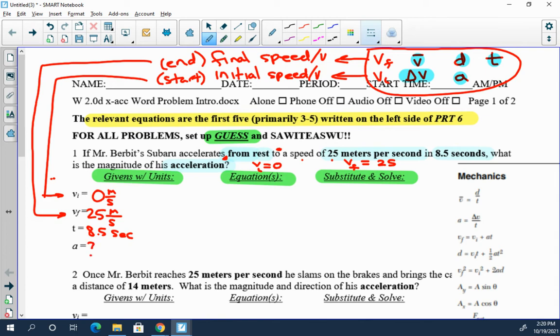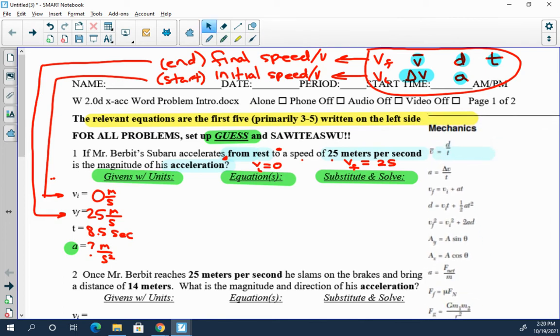Hopefully you've seen from some of the graphs we've done, the unit that goes with acceleration is meters per second squared. Now, notice I have been very thorough. I have written my givens with units. So givens with units, there's a reason for that. You'll see in a moment. Now, the key here is we must find an equation that allows us to solve for acceleration. That's what this problem is about. So you must pick an equation that allows you to solve for acceleration.